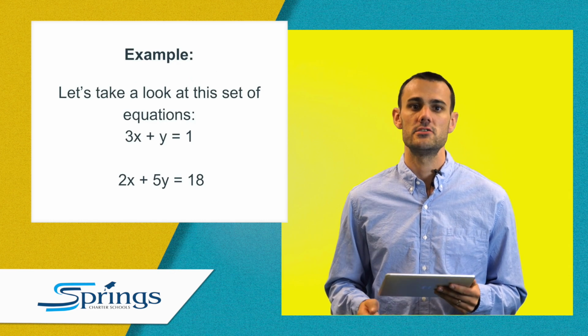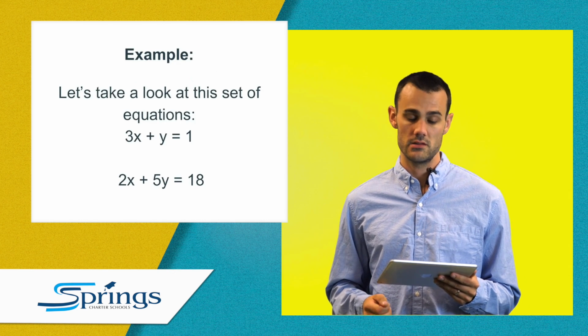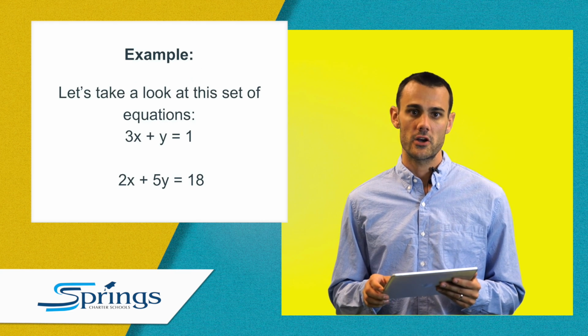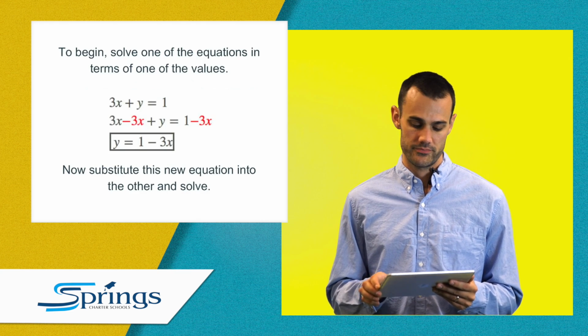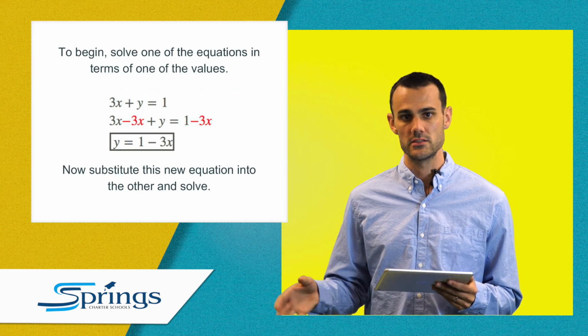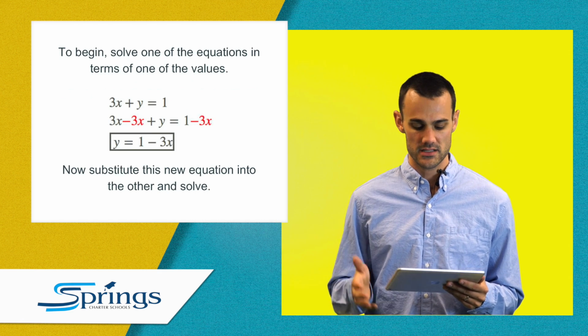So let's take a look at these two equations. 3x plus y equals 1 and 2x plus 5y equals 18. So we're going to go ahead and look at the very first equation and start from there. So we have to solve this first one in terms of y equals something. So we need to rearrange some of these items in this equation.